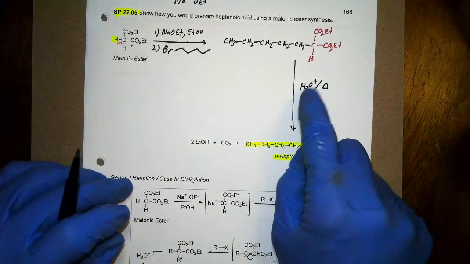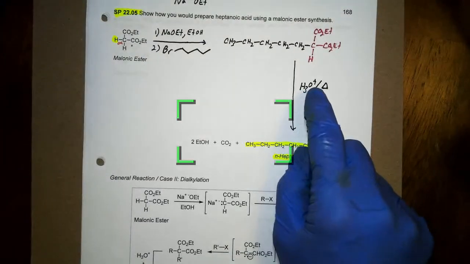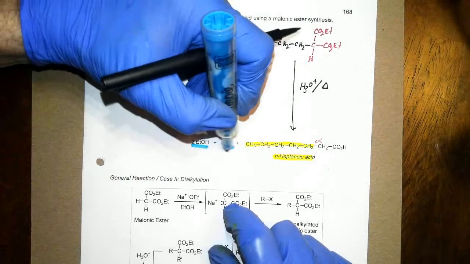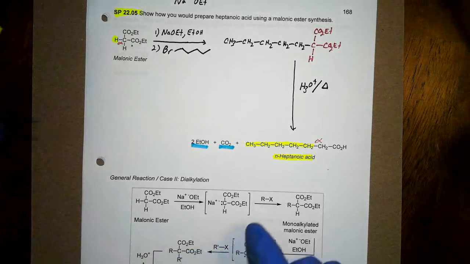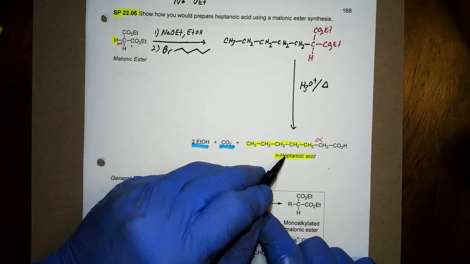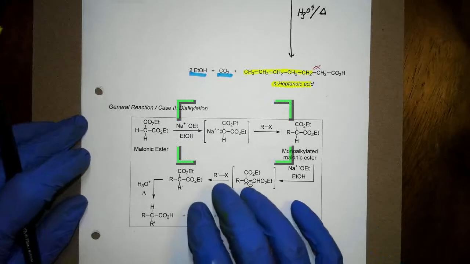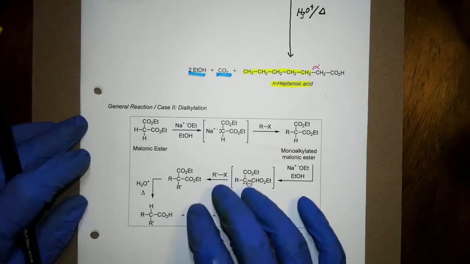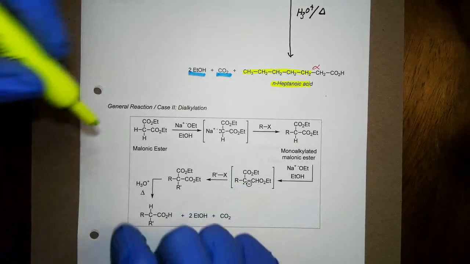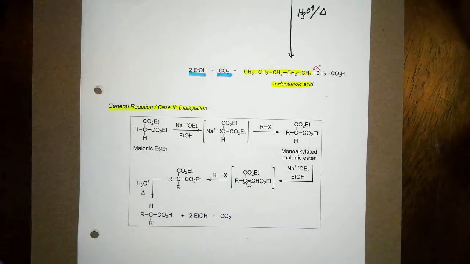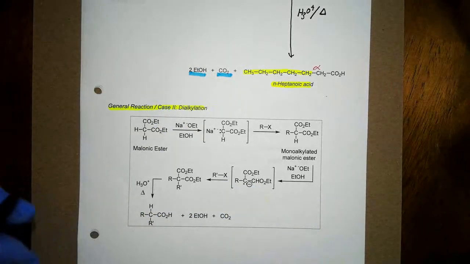So this step here, what does it do? That step produces the 2 equivalents of ethanol from the hydrolysis, and it produces the 1 equivalent of CO2 from the decarboxylation, but more importantly, it produces n-heptanoic acid as our organic product. Now, let's go a little bit further. This looks pretty similar to what we have on the previous page. The distinction here, folks, is that it's a dialkylation. We're going to do this reaction a second time.